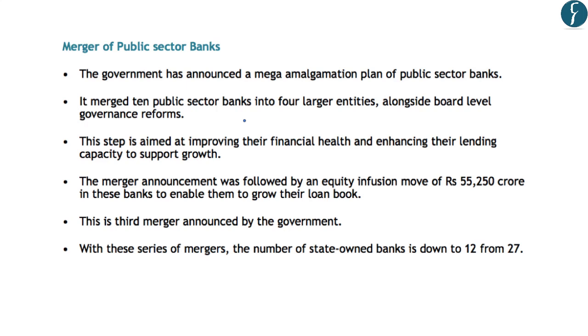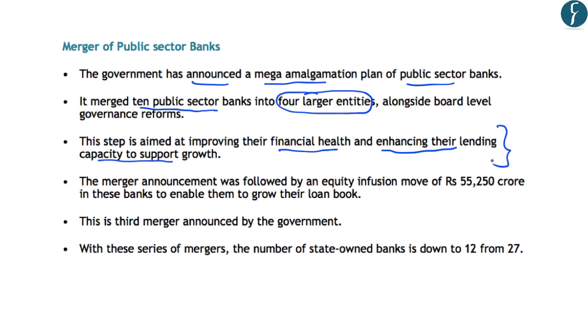So first, let's understand what the news is. The government has recently announced a mega amalgamation plan of the public sector banks, in which 10 public sector banks will be merged into 4 larger entities. This step is mainly aimed at improving their financial health and enhancing their lending capacity to support growth. Besides the merger, the government also announced an equity infusion of about rupees 55,250 crores, mainly to improve their lending capacities.